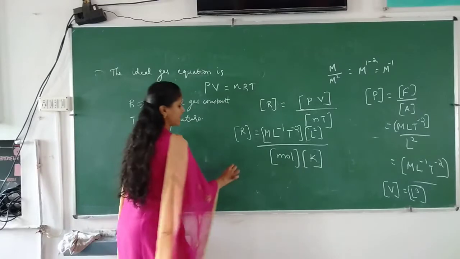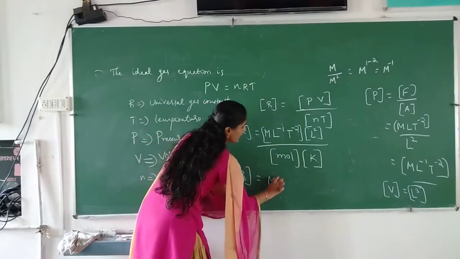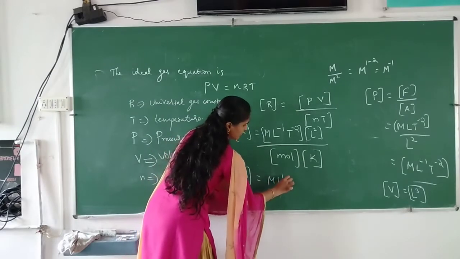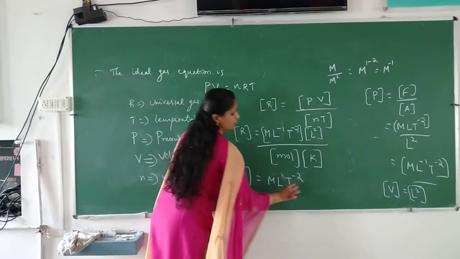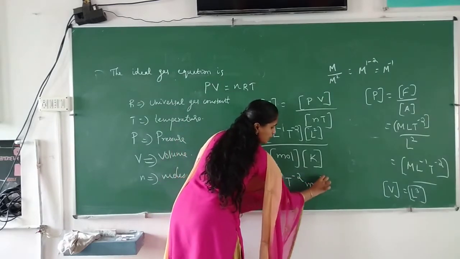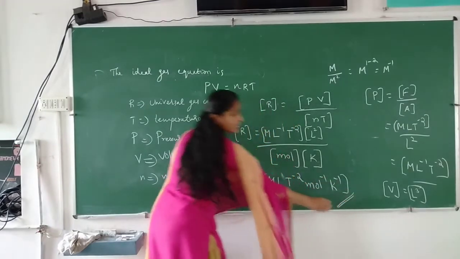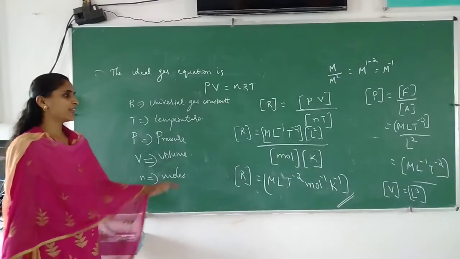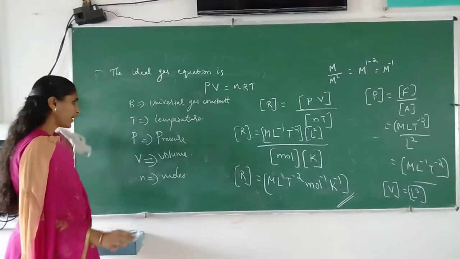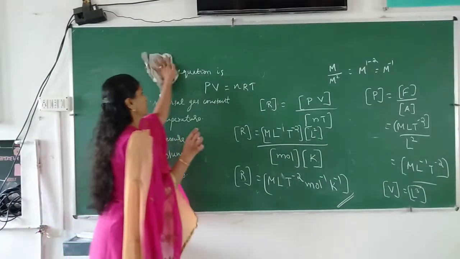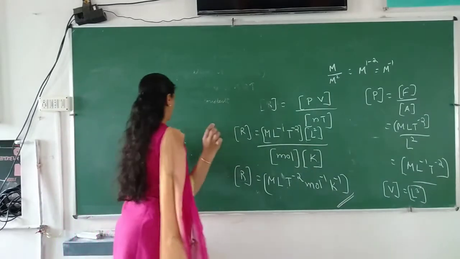Okay, so you will get the dimension of R as M L^2 T^-2 mole^-1 Kelvin^-1. Okay, so this is the dimension of the universal gas constant. Is it clear? And now we will discuss how to find the dimension of Planck's constant.